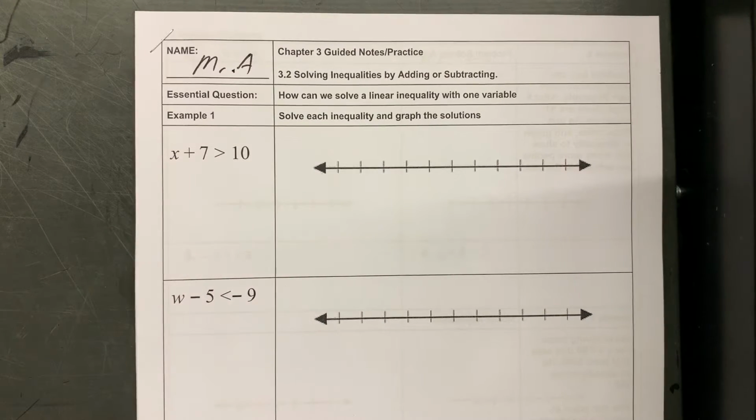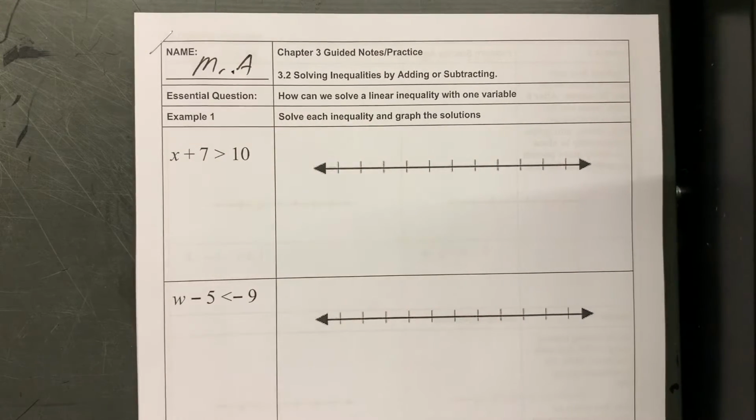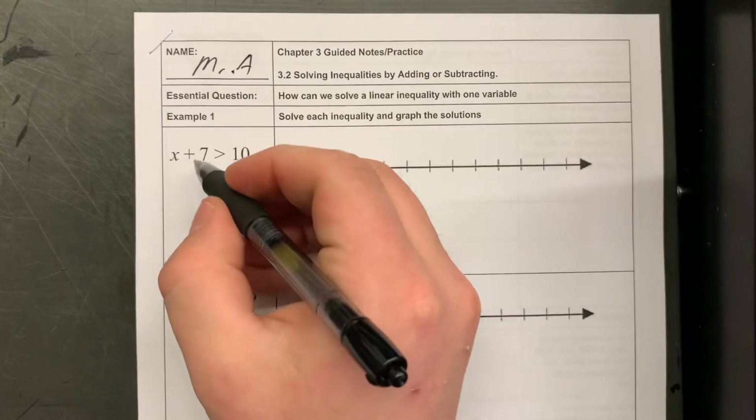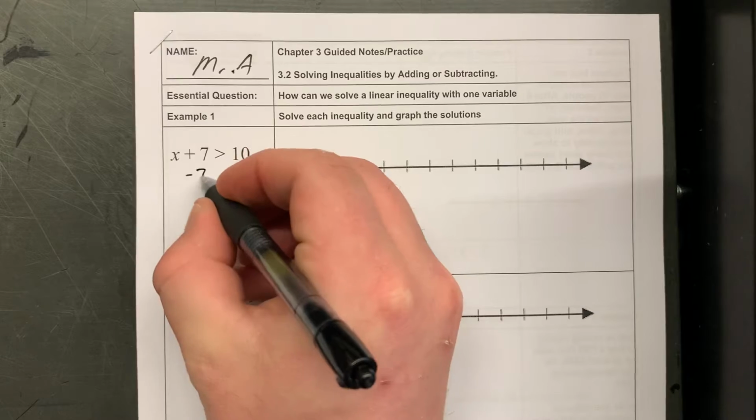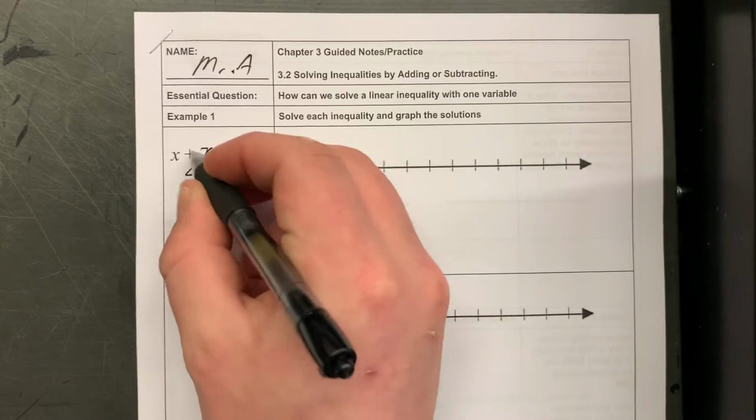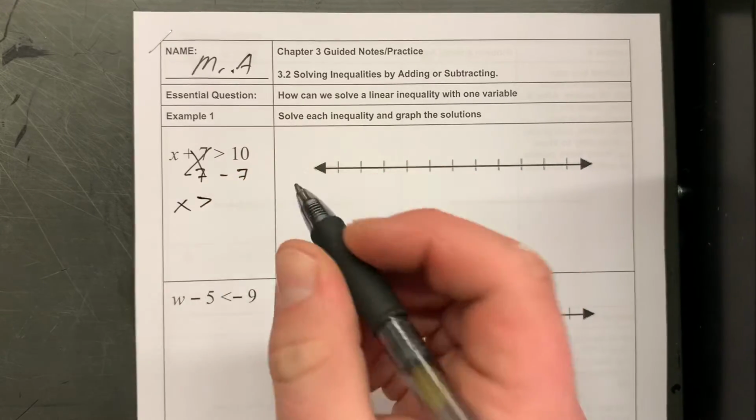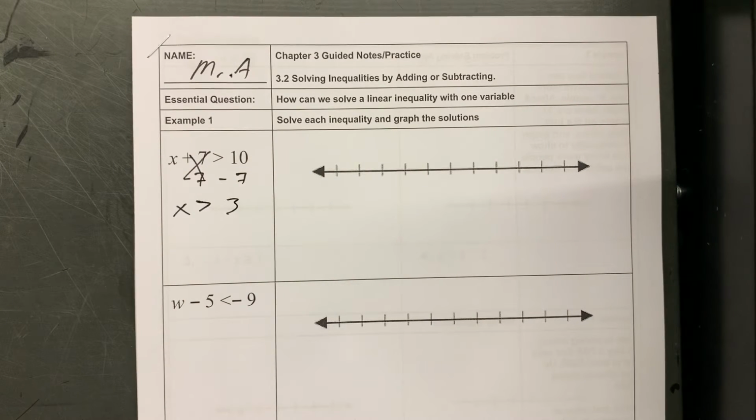We're going to start off with just something very simple. Again, we're just wanting to get x all by itself. We're going to want to isolate that variable. So instead of adding 7, we're going to take away 7 from this side. If we take it away from that side, what we do to one side, we need to do to the other. Okay. I'm left with x is greater than 3.